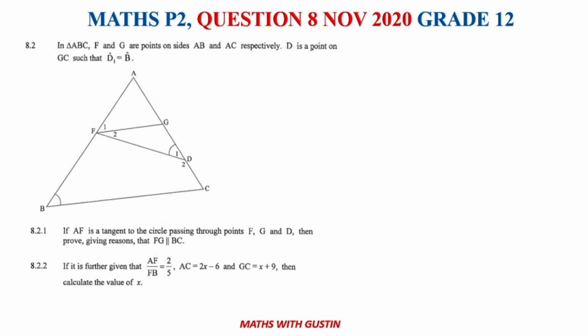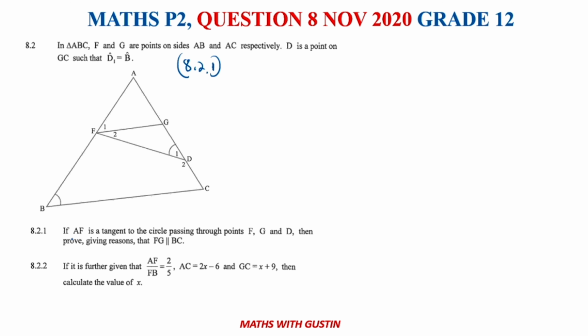Okay, D is a point on GC such that D1 is equal to B. Okay, now we can see that. There we go. It's written there in our diagram. Let's come here now, 8.2. Guys, if you didn't understand the question properly, please pause this video and read it again so that when we do it, you can easily follow.